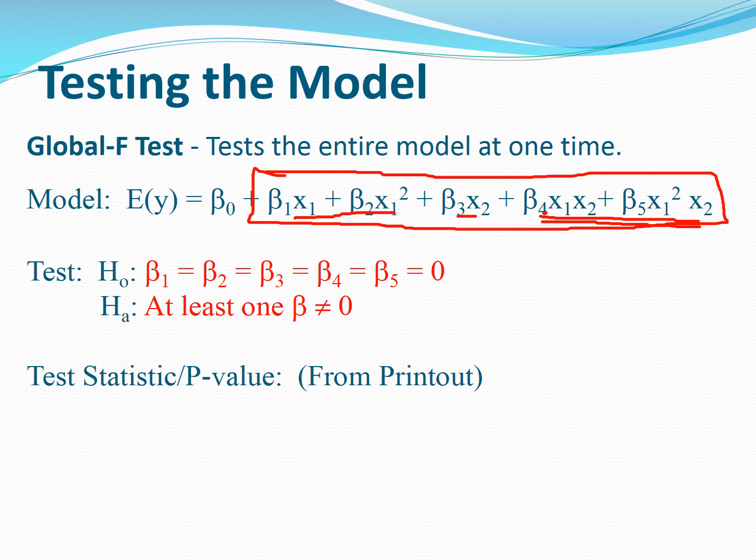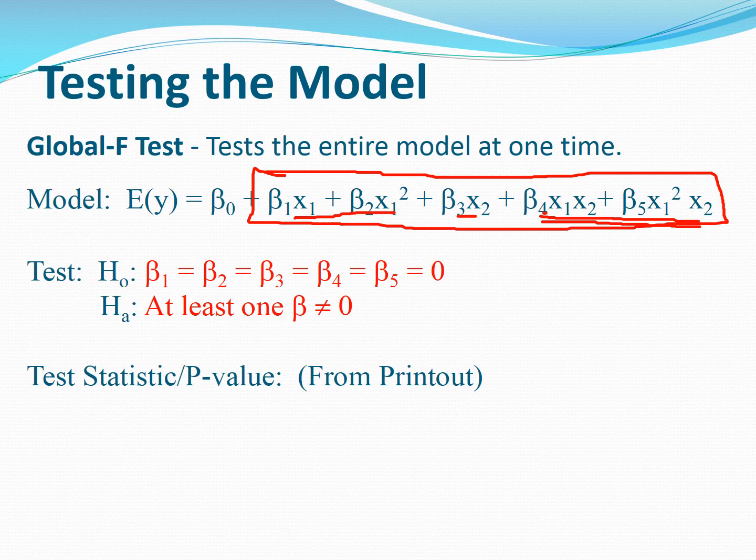Okay, the null says nothing works. What's the alternative say? Well, you've heard me say this before. The alternative always says, nuh-uh. It says the null's not right. Well, how do you say the null's not right? Well, we don't want to say they're all not equal to 0. What we're going to say is at least one is not equal to 0. At least one of the betas.